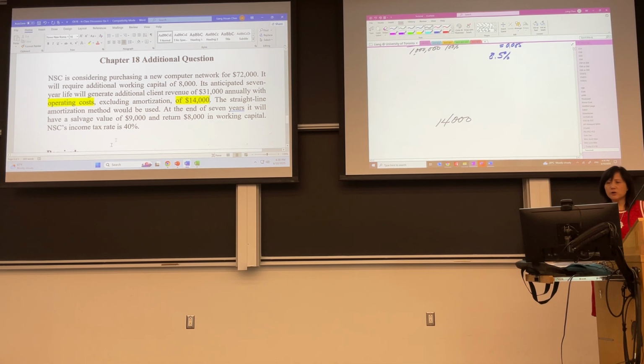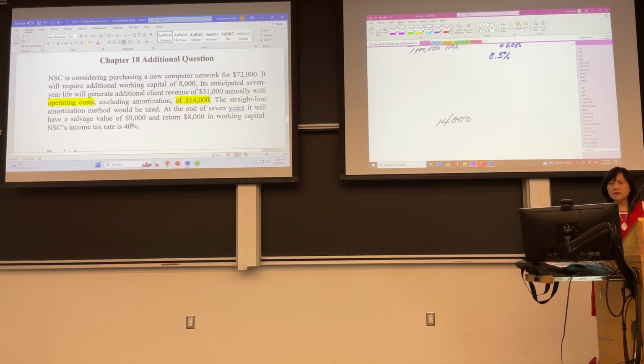Okay, the straight line amortization will be used at the end of 7th year. We'll have salvage value of $9,000. So we can get $9,000 if you invest in this. And return of $8,000. So working capital return, which means that in the beginning you have to pay more. They are opposite. I'm telling you, okay, year after year, very smart student always make mistake. This part in the final exam.